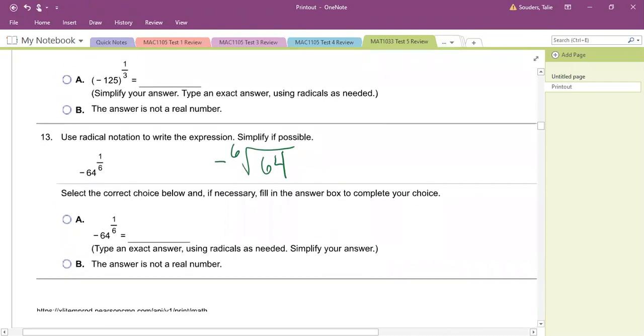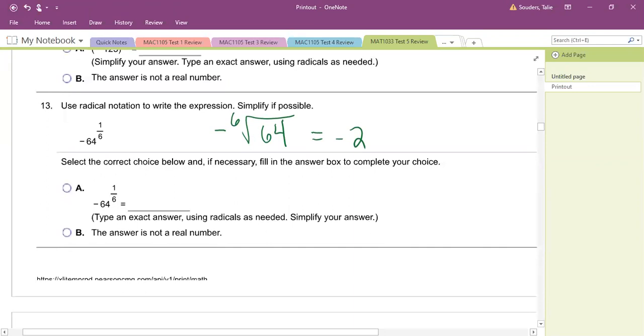So what is the 6th root of 64? And this one you could also work backwards and say, okay, what is 1 to the 6th power? What is 2 to the 6th power? Until you come up with the 64. It's 2. So your answer here would be -2. Very good, because 2 times 2 times 2 times 2 times 2 times 2 is 64. Good.